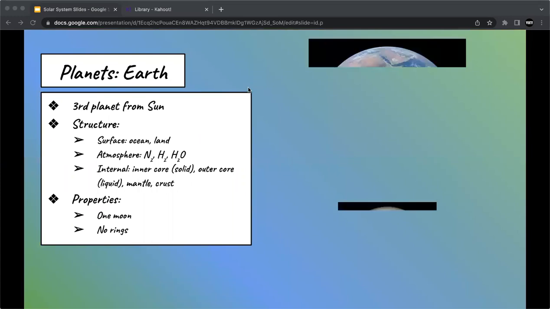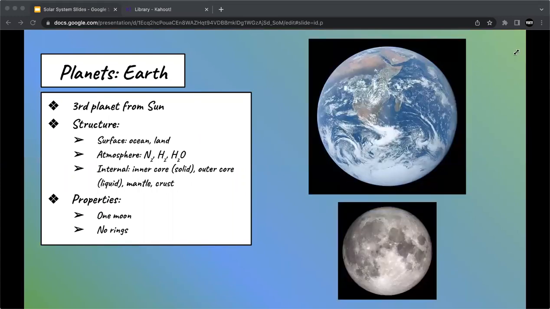Okay, next we have Earth. We all know Earth pretty well, I assume. It's the third planet from the sun. We know its surface, there's many continents, there's oceans as well. Its atmosphere, which we covered in the last slides. And we know its inner core. We know the internal structure, such as its core, its mantle, and its crust. Earth also has no rings, but it does have one moon, which I'm sure we all know.